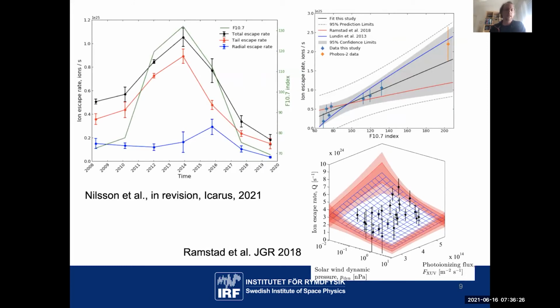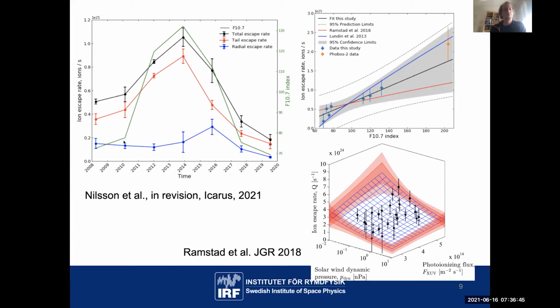So what we see at Mars, the most careful study, I think, the biggest study with much data, is by Ramstad et al. 2018, where they see that the total escape mainly goes up with the photoionizing flux. It actually goes down with the solar wind dynamic pressure.